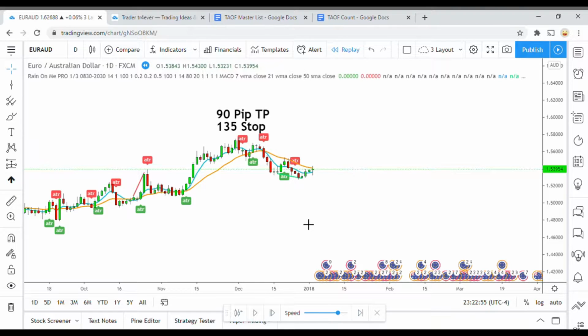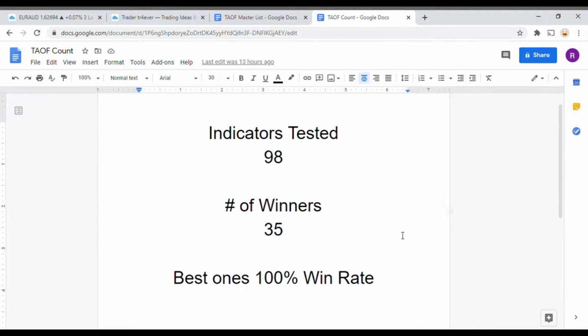Alright, as I said, today we will be testing the Rain on Me indicator. But before we do, I wanted to put the indicator scoreboard up for everyone to see. So to date, we have tested 98 indicators, and out of those 98 indicators, 35 of them have been winners, which means that they have met or exceeded the 60% win-loss ratio threshold that we have set for them. The best ones so far were able to achieve a 100% win rate.